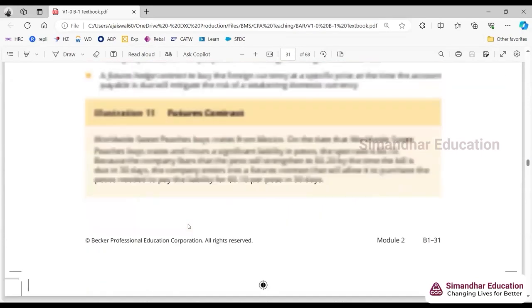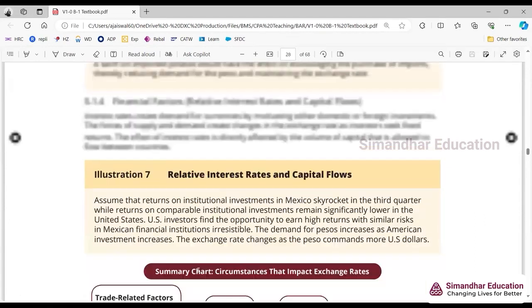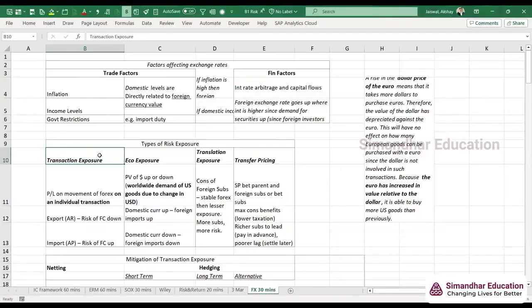Where were we? Here, right? Transaction exposure means that on an individual transaction, whether we are gaining or losing out, right? Why will we gain or lose out? Let's think from a US entity's view, because in the examination also, your domestic country will be US or India? Correct. In examination, the local or base country will be US.